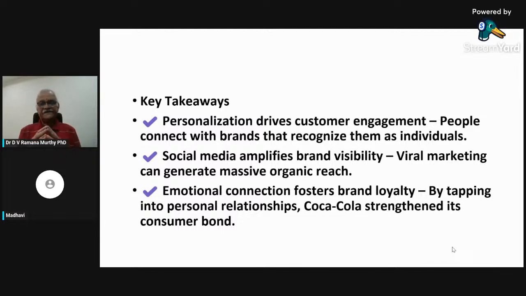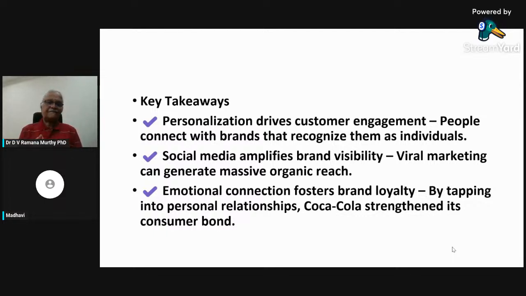The key takeaways, learnings: what are they here? Personalization drives customer engagement. Once you touch them personally, through whatever means, through your extraordinary sales and engagement campaigns, people connect with the brands, and that recognizes them as individuals, right? So you're emotionally connected, getting connected with a particular brand because you receive an email personally, or through the kind of techniques that the Coca-Cola Share a Coke campaign used.